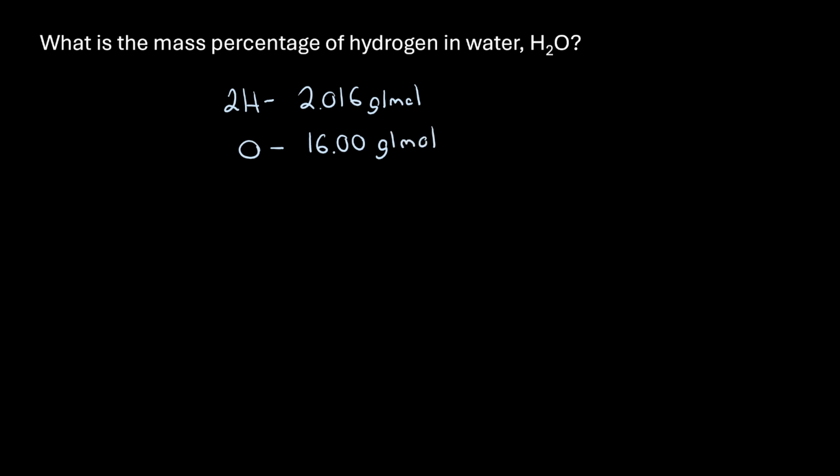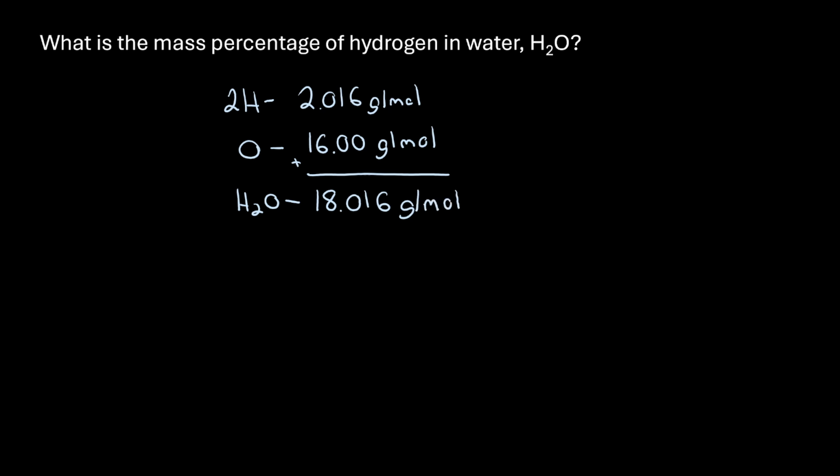Depending on your specific course, there might be some rules with how many sig figs or how many decimal places you use. I'm going to use the rule, usually I have 2 decimal places, except for hydrogen where I'm going to have all 3 decimal places. And now I'm going to add them up together. And so our H2O will have a molecular weight of 18.016 grams per mole.